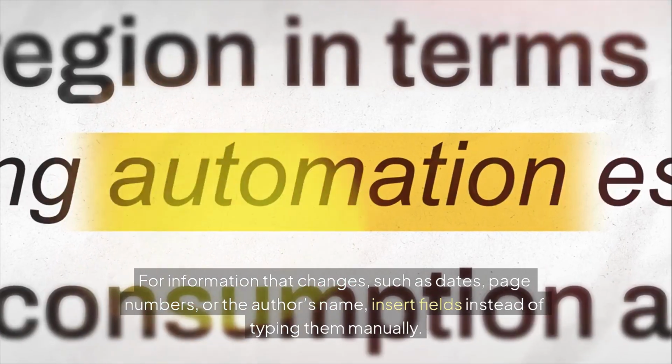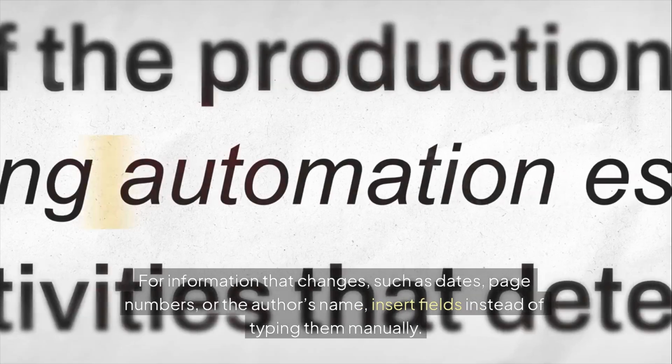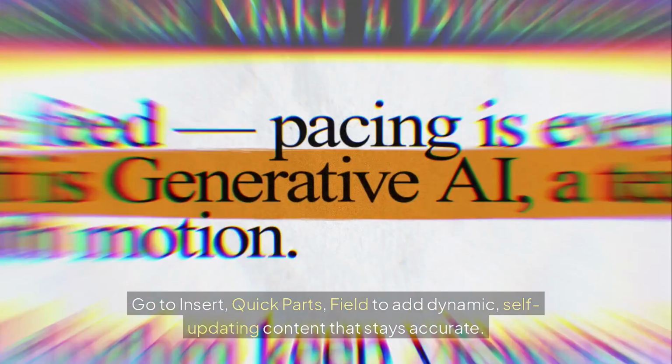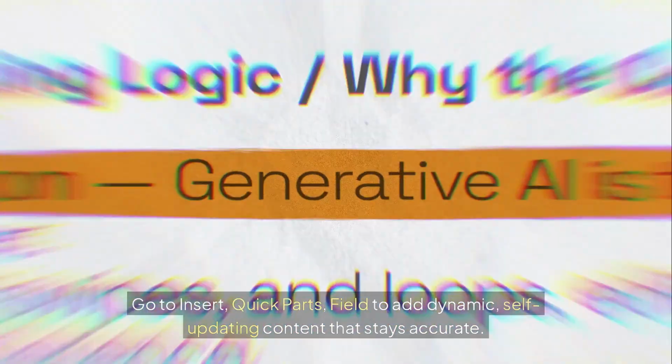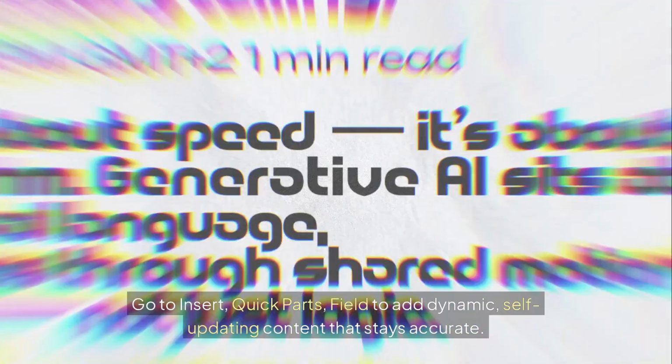For information that changes, such as dates, page numbers, or the author's name, insert fields instead of typing them manually. Go to Insert, Quick Parts, Field to add dynamic, self-updating content that stays accurate.